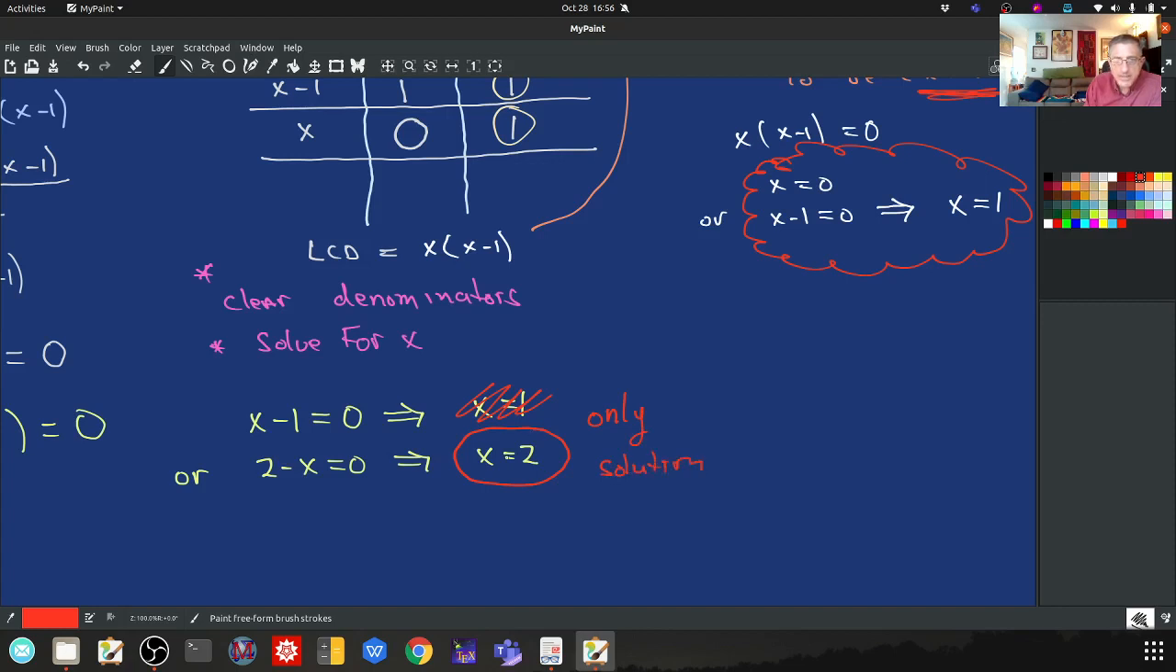You might say, what happens if I had x is equal to 0 down here? Well, then it wouldn't be a solution either, and there would be no solution to the problem.